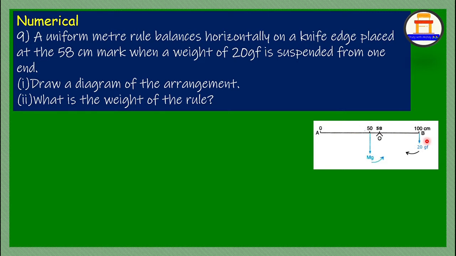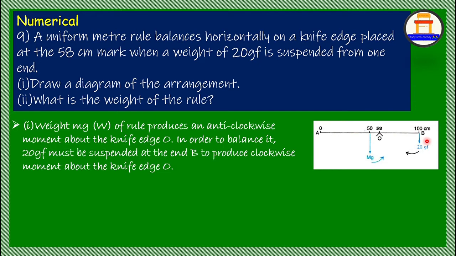And then, in order to balance at 50, there is some weight suspended. What is the weight of the meter rule required? So basically, let's start solving. The weight W, that is mg, is the weight of the meter rule, which produces anti-clockwise moment about the knife at the point O. In order to balance it, 20 GF must be suspended at the end B to produce a clockwise moment about the knife. So this is the explanation for the first question, basically.